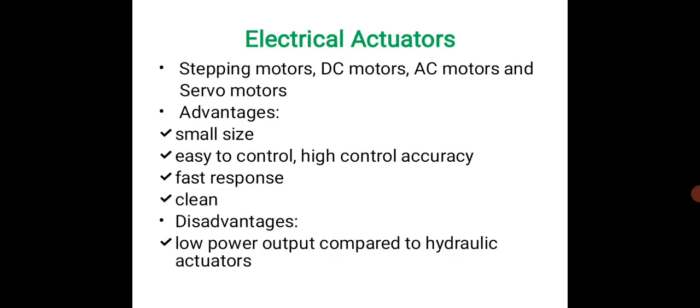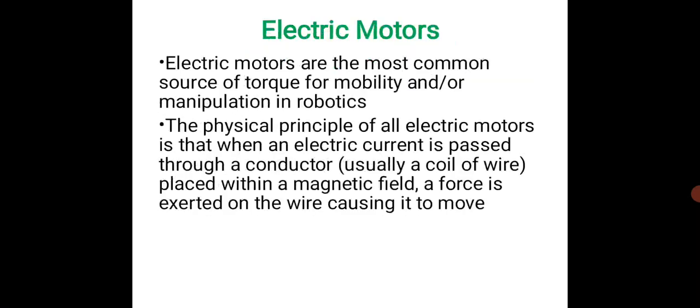Coming to the electrical actuators, this could be a stepping motor, DC motor, AC motor, or servo motors. Why do we go for these types of motors? They have their own advantages: small size, easy to control, and high control accuracy. It can respond fast, it is clean. Coming to the disadvantages, it has a low power output compared to the hydraulic actuators.